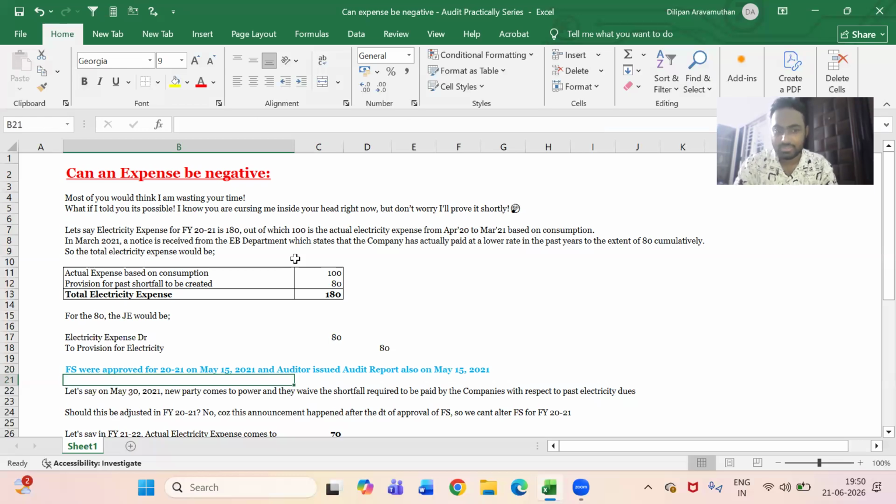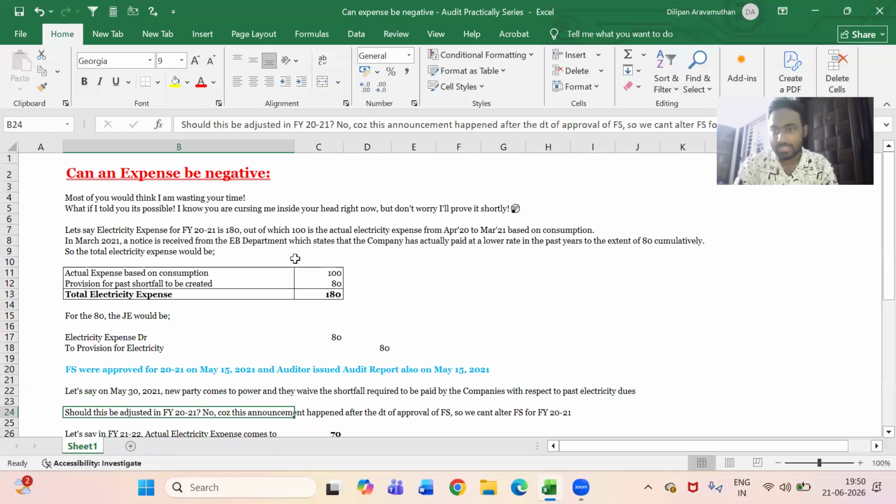So that's what we are looking at right now. What will happen is in financial year 21-22, this provision will be reversed because the prevailing government, that is the government which has come to power, has waived this off. So this will be reversed in the financial year 21-22.